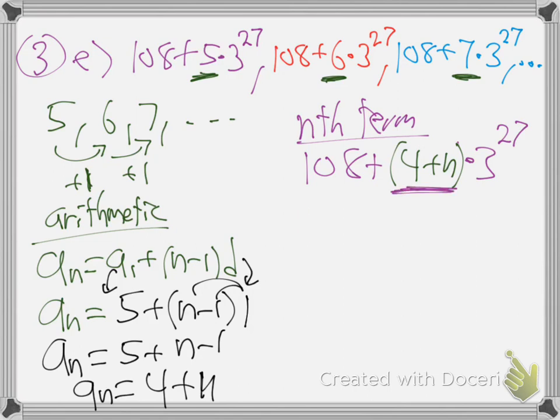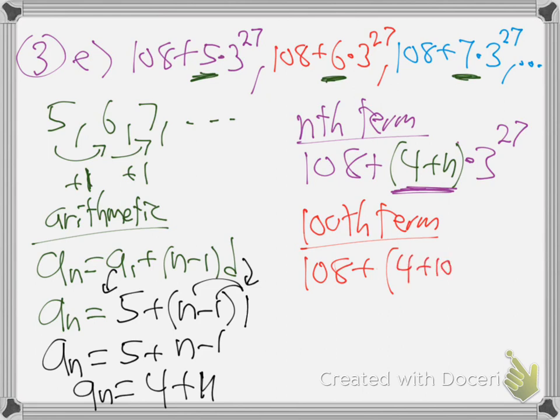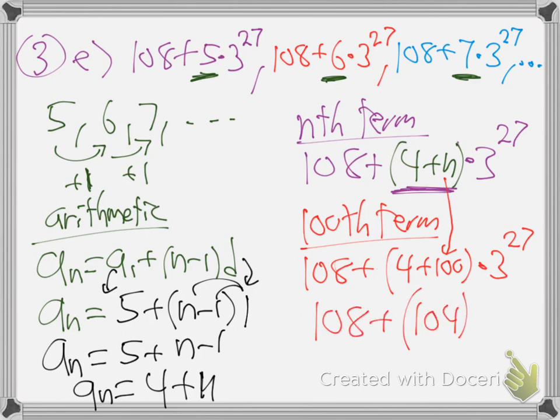And then if they want the 100th term, I can do that. Plug in 100 for it. So that'd be what? 4 plus 100 times 3 to the 27th. So that's 108 plus 104 times 3 to the 27th. We'll leave it just like that. 108 plus 104 times 3 to the 27th. I'll let you copy that down.